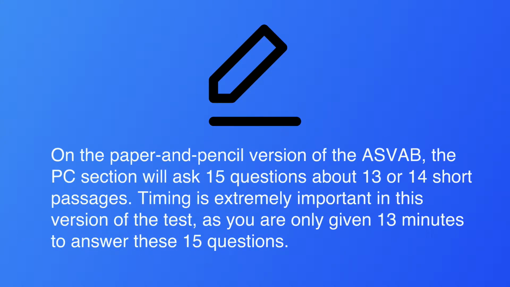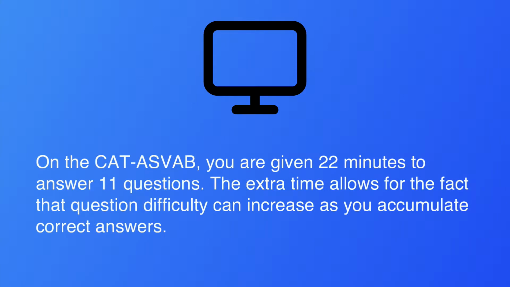On the paper and pencil version of the ASVAB, the PC section will ask 15 questions about 13 or 14 short passages. Timing is extremely important in this version of the test, as you are only given 13 minutes to answer these 15 questions. On the CAT ASVAB, you are given 22 minutes to answer 11 questions. The extra time allows for the fact that question difficulty can increase as you accumulate correct answers.